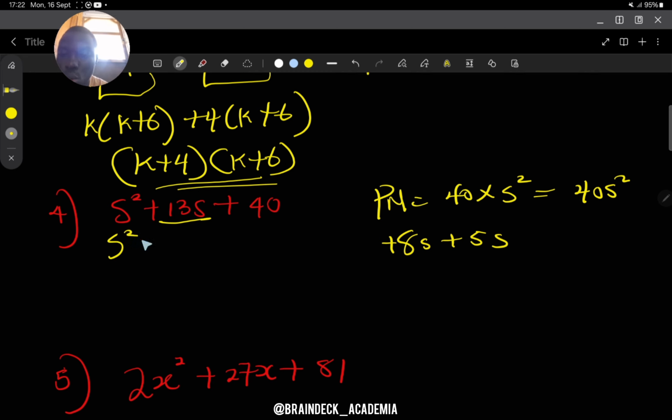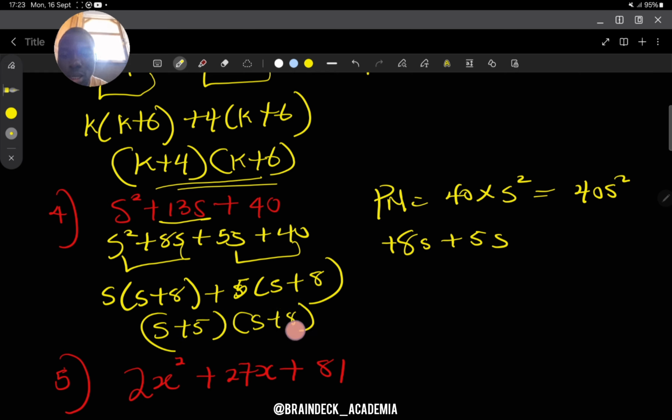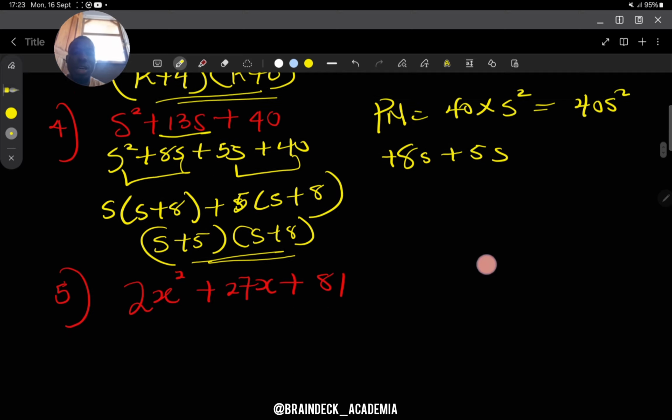So that'll be x squared plus 8x plus 5x plus 40. Factorize separately. That is x bracket x plus 8, plus 5 bracket x plus 8. So that'll be x plus 5 and bracket x plus 8, and that is your answer. All right, let's move on.